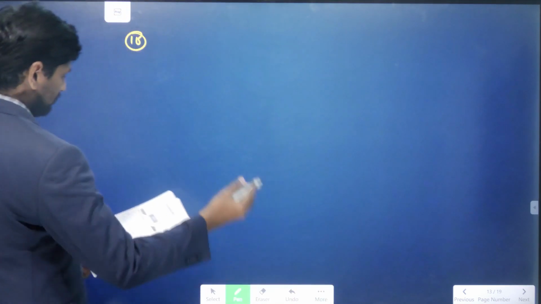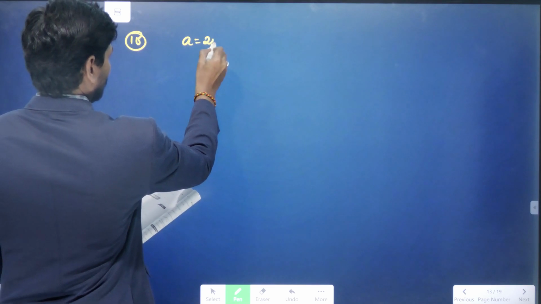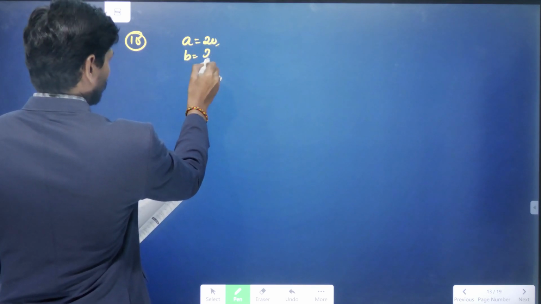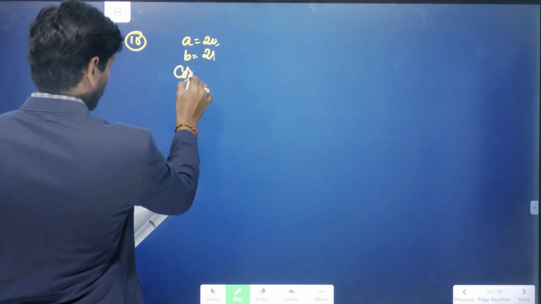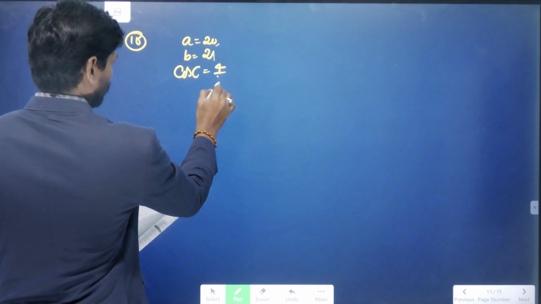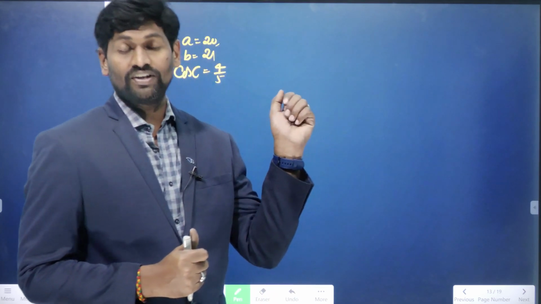Let us see problem number 10. Given that a value and b value are given, we need to find the c value. a value is 20, b value is 21, and cos C is also given. Cos C is equal to 4 by 5. We need to find the c value. Two measurement values and one cos value are given.